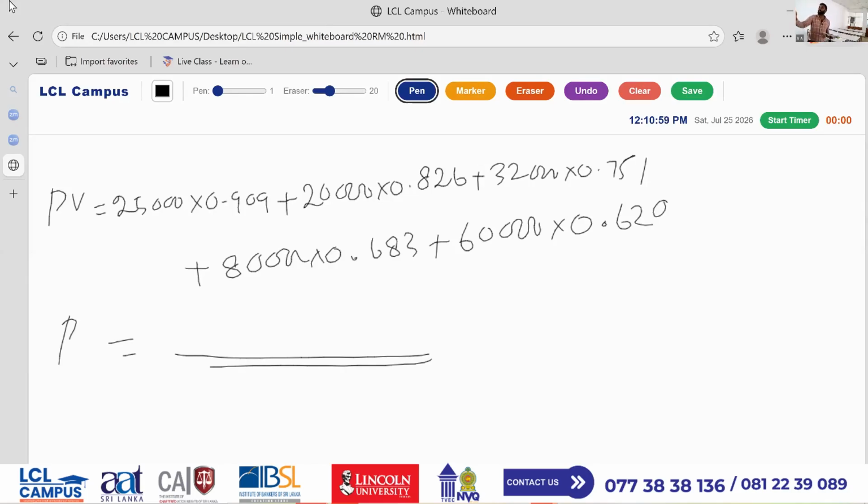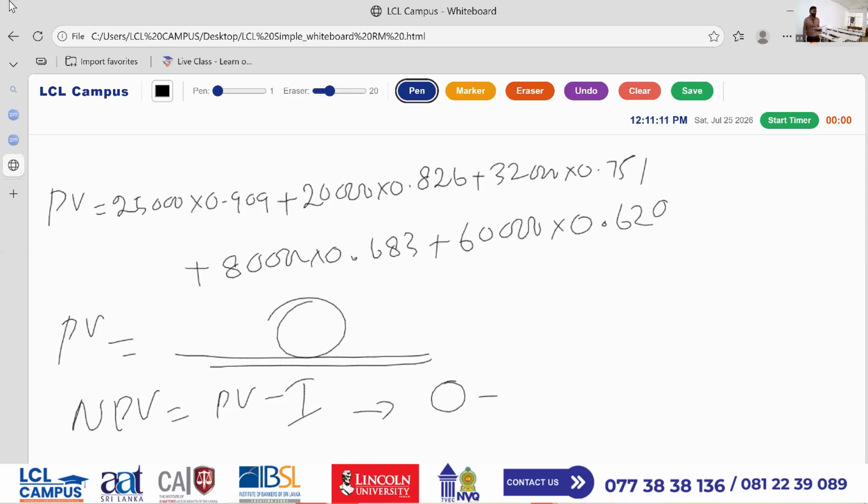Then NPV is equal to PV minus I. That means the answer you obtained there, minus the investment they have mentioned in the question here. The initial investment cost was 150,000. This one minus 150,000. That's the answer. Very easy. See? Any doubts? Nothing, no doubts? Yes?